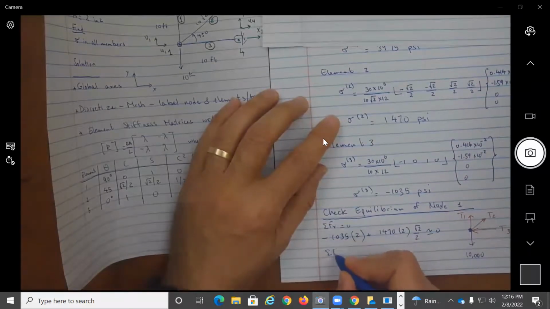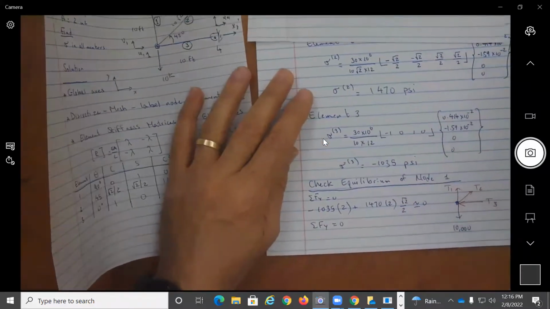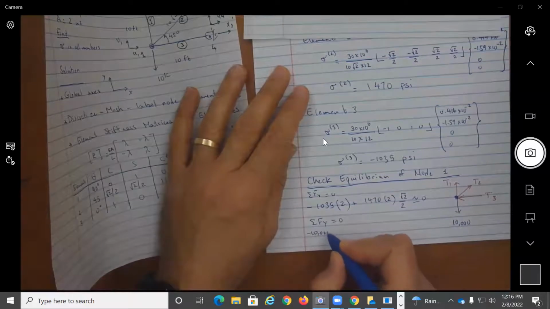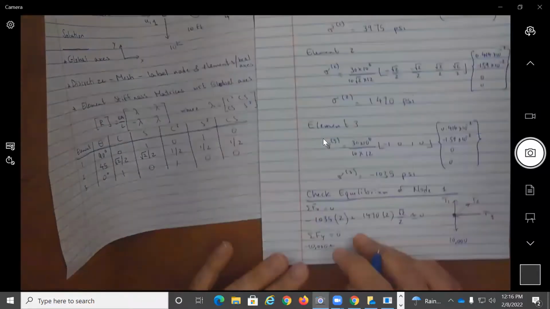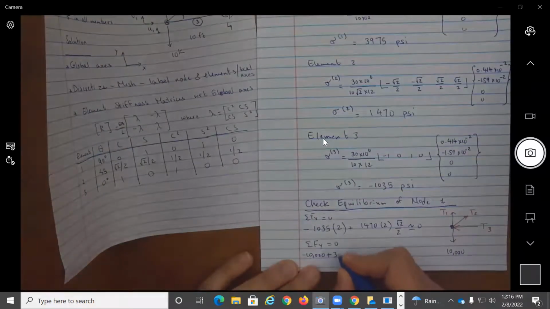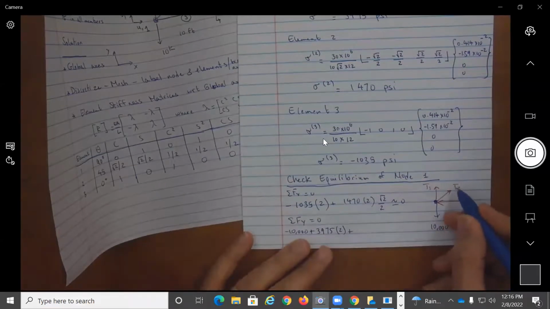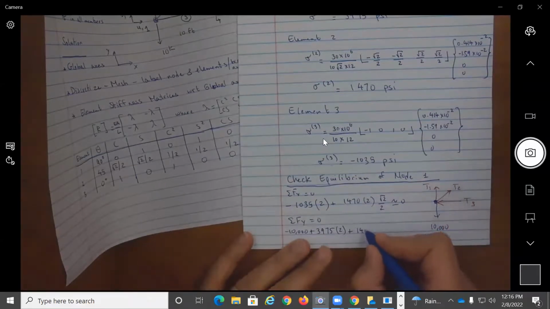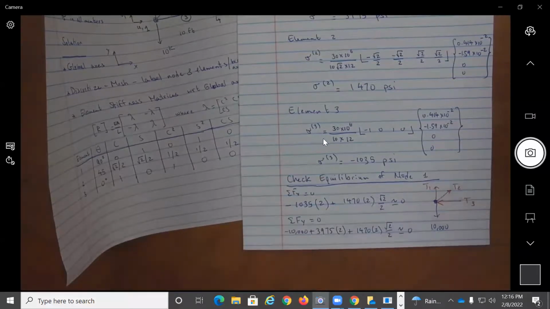The other equation of equilibrium would be sum of the forces in the y direction equal to 0. And when you look in the y direction, I have a minus 10,000 plus a T1, and sigma 1 was 3975 times 2 for the area, plus the contribution of T2, which is a 1470 times 2, multiplied by the square root of 2 over 2. Again, when you do the math, you'll find that these are approximately 0. So this is used for validation.